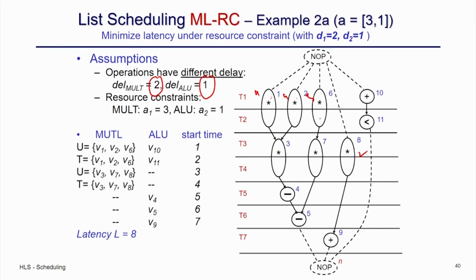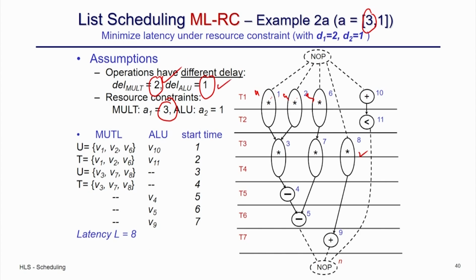Sorry, I am sorry. So, I have 3 multipliers now. The multiplier is a 2 cycle operation and the ALU is a 1 cycle operation.